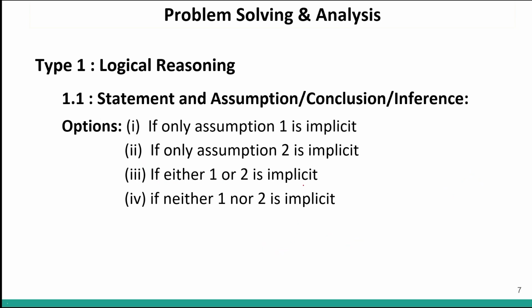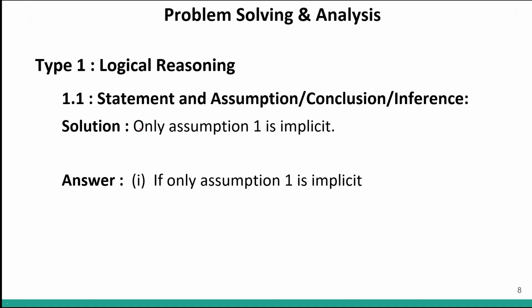So if we look at the options, only one assumption is implicit, only assumption 1 is implicit. Implicit means clear, there in the question, either one or neither or both. So only one is implicit. So our answer will be option number 1, that only assumption 1 is implicit. So this was what we mean by statement, assumption, conclusion, and inference.